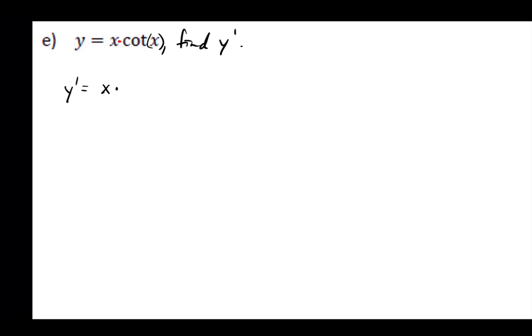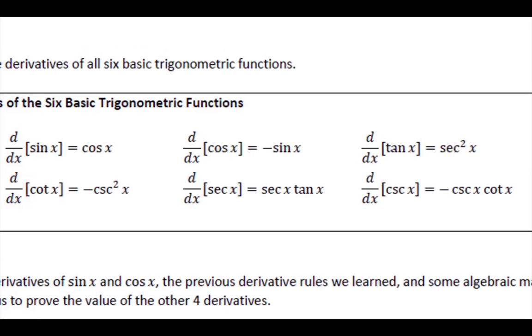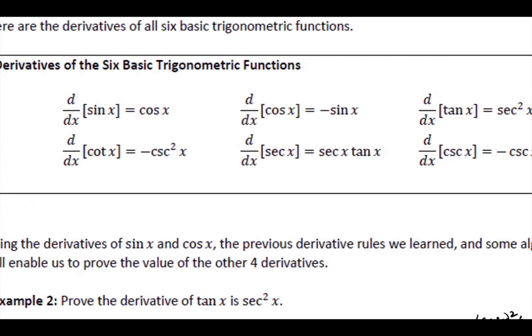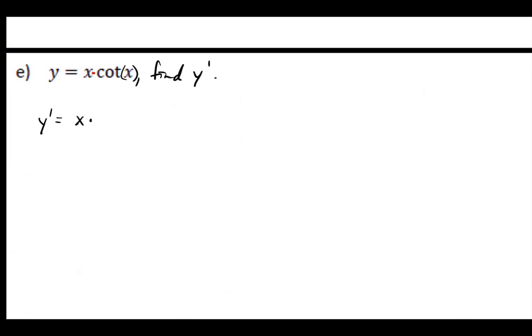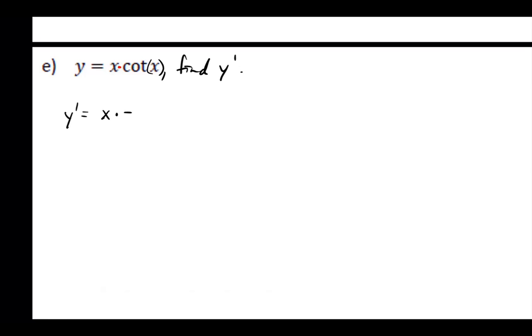So the derivative of cotangent, let's go back to our list. The derivative of cotangent is negative cosecant squared. Negative cosecant squared of x.